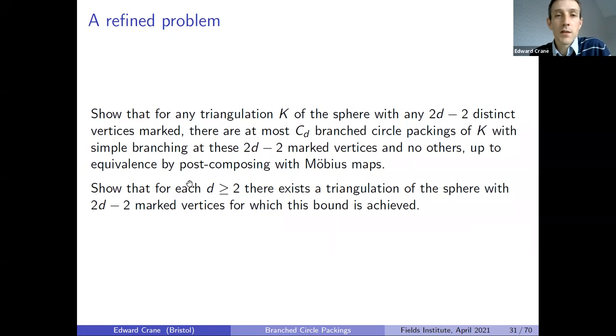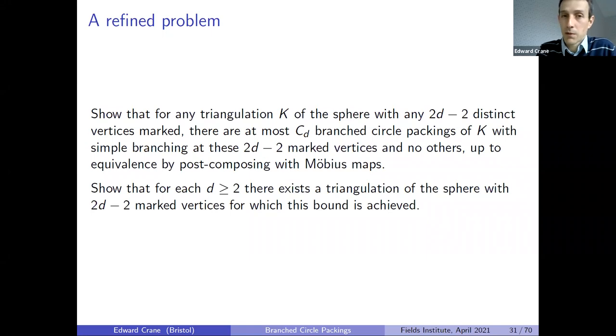And secondly, can we show that for every degree, there is some triangulation of the sphere and some choice of 2D minus 2 marked vertices for which this number of distinct, so inequivalent, branch circle packings exists? So it's an open problem as far as I know.